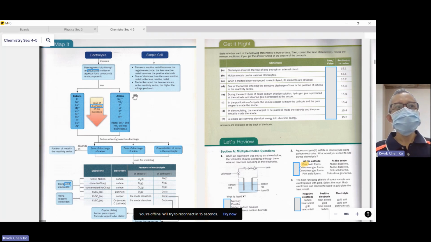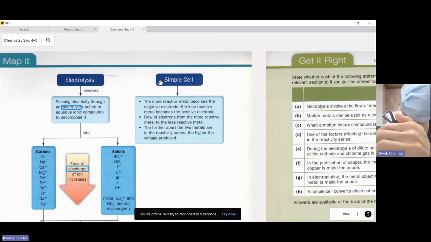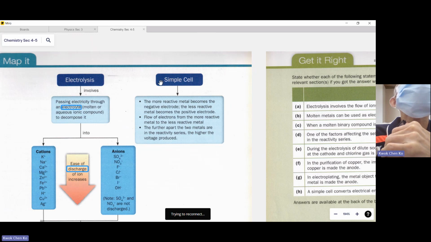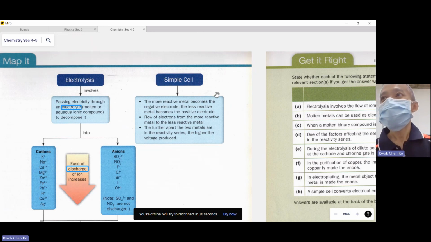Simple question. How do you recognize between electrolysis and simple cell? Which one has battery? How do you tell between electrolysis and a simple cell? Electrolysis has a battery. Yes, so that is the important answer, because you have to look at your question and already you must tell the difference.